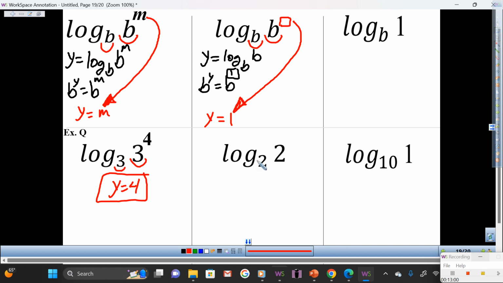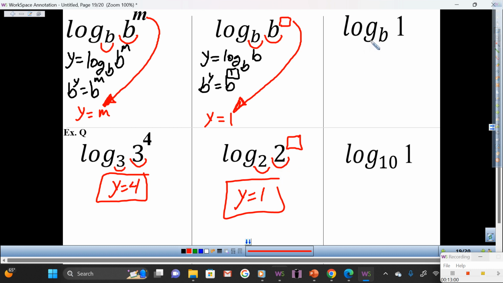Here's the example given. Log base 2, is that the same as the given number? Yes. Does the given number have an exponent? No, so the answer is 1. Pretty straightforward, yes? Yes, Mr. Q. All right, good.